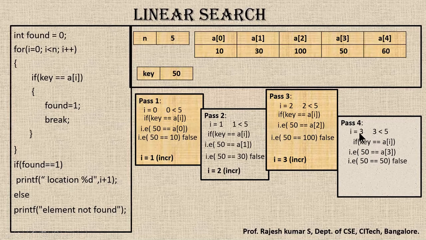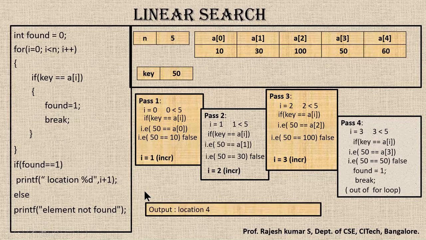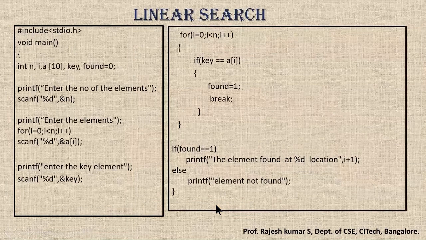Now, what is the i value here? 3. 3 plus 1 is what? 4. According to us, element is found in which location? Fourth location. First location, second location, third location, fourth location. So it will print element found at the location 4. This is how the linear search works.